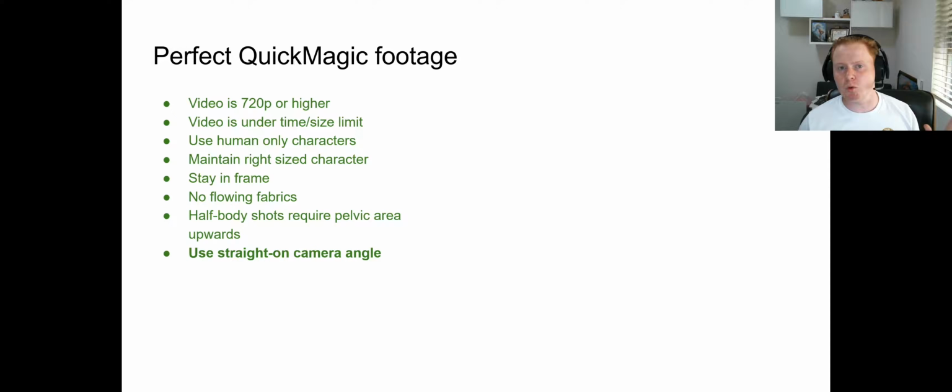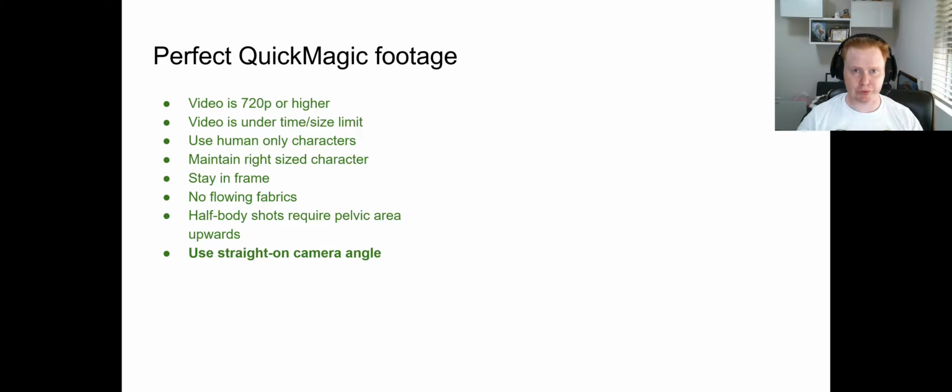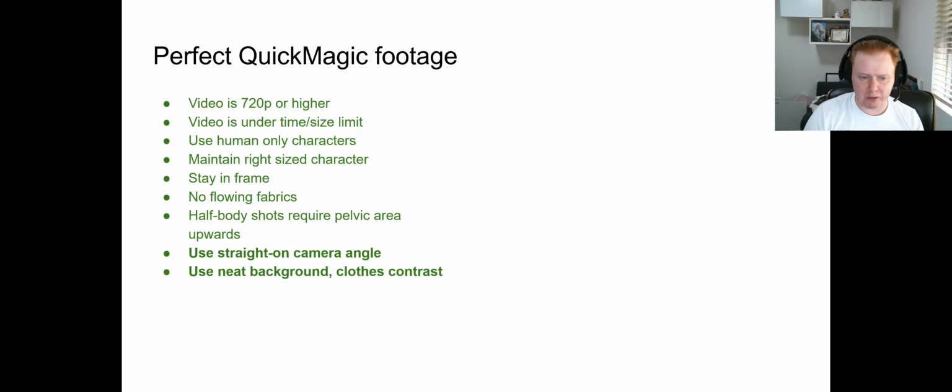Okay, the bold ones are the ones that I stumbled on the most and that I think you want to get perfect. Use a straight on camera angle. That means you don't shoot from too high looking down, and you don't shoot from too low looking up. You want to keep straight on, 90 degrees to the floor, looking directly at your subject. Use a neat background with clothes that contrast. We spoke about that, but you don't want to wear a green suit in front of a green screen. It won't see you.